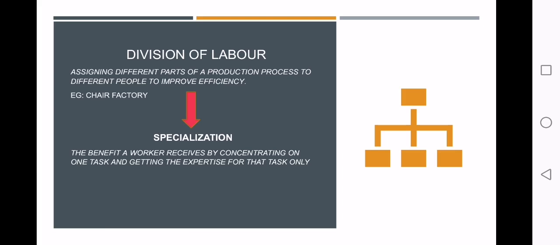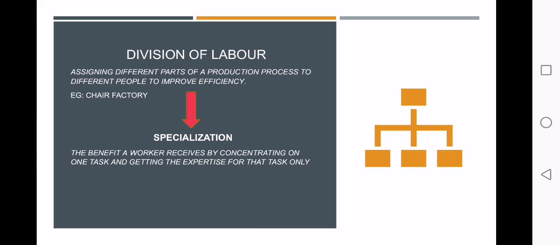And then there's an important thing called division of labor. This is something that is being used in factories and many large corporations, and there's good and bad to it, which I'll explain. Division of labor is the assigning of different parts of a production process to different people in order to improve efficiency. Now let's look at an example.